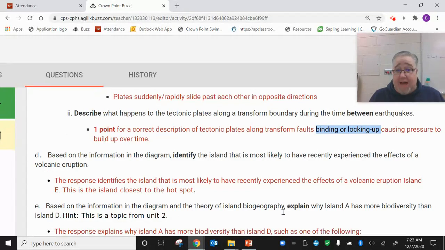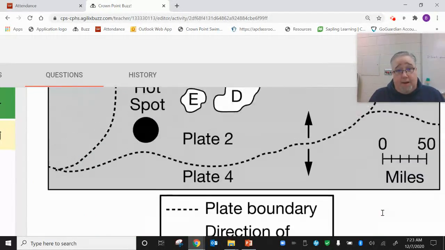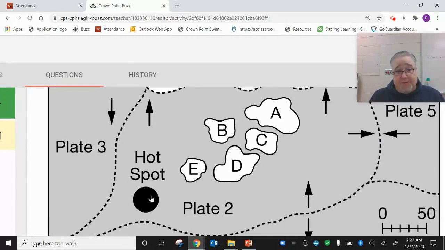Now, the answer to this is island E, and I'm going to tell you why. All right, again, here's our hot spot. This is an area where magma can flow up to the surface. These islands are all part of plate number 2, which is moving, you'll notice, up and to the right, or whatever direction that is, I guess, in the ocean. So these islands are basically moving in this direction, because of the combination of the up and to the right. So they're kind of moving this way.